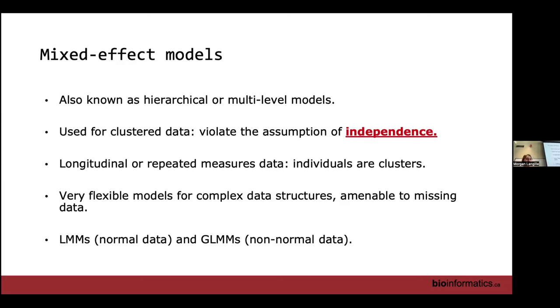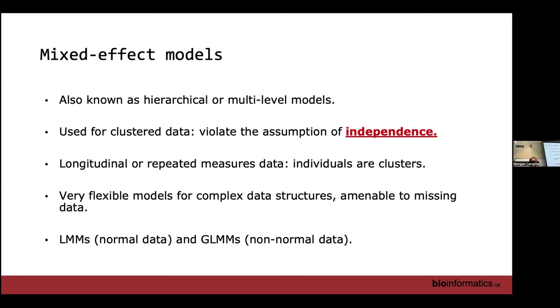Another very important example of clustered data is longitudinal or repeated measures data, which are very common. They're very valuable studies, and it's important that we analyze them as such. In this case, each subject is going to be a specific cluster, and measurements that come from that specific individual are going to be more related than observations that come from a different person.